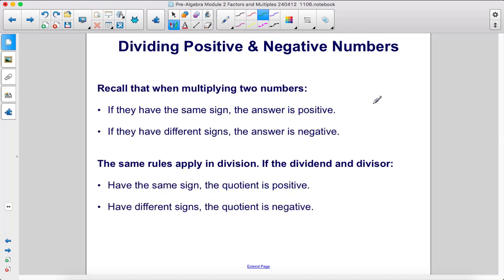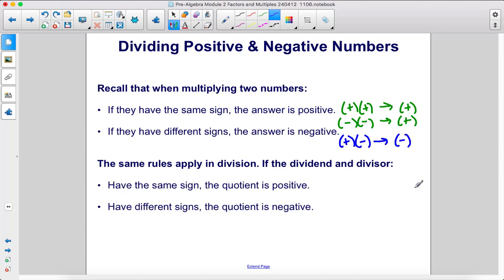Recall that when multiplying two numbers, if they have the same sign, the answer is positive. So if they're both positive, the answer will be positive. If they're both negative, the answer will also be positive. However, if they have different signs, a positive number multiplied by a negative number, you get a negative answer.